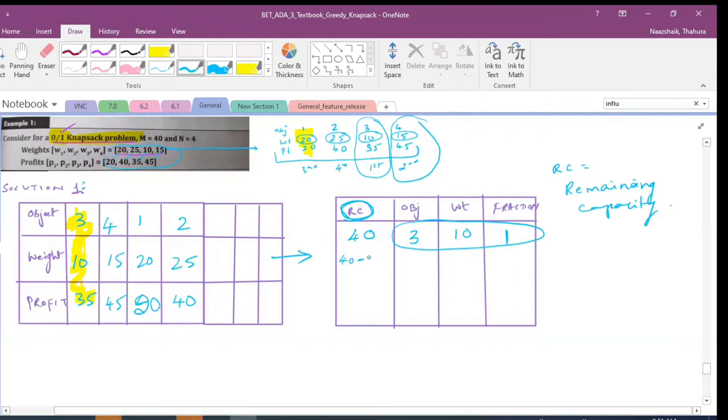40 minus 10, 30. So before you take the second one, you need to check: can you take this object fully or not with the remaining capacity 30? Yes, you can take. So let us take that object.